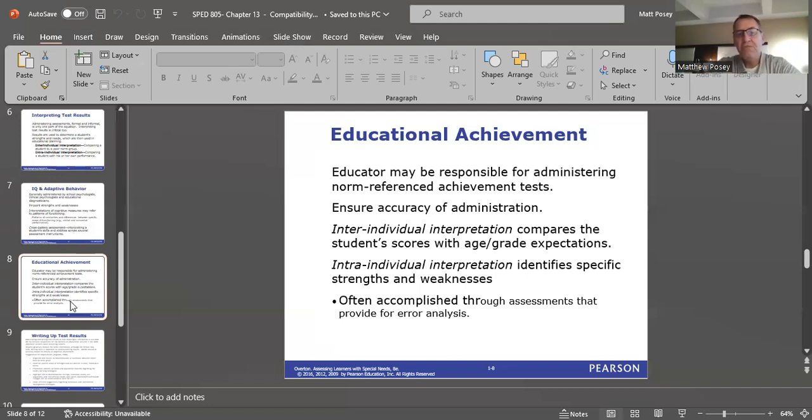Then we have inter-individual interpretation, where we're comparing, again, bringing up these two terms I just mentioned. Inter-individual, we're comparing the student's scores with grade and age expectations within the norm group. And then we're looking at intra-individual interpretation, which identifies specific strengths and weaknesses when we're comparing the student to their own academic achievement. Okay, and we can do this all through assessments, and also allowing some room for error analysis.